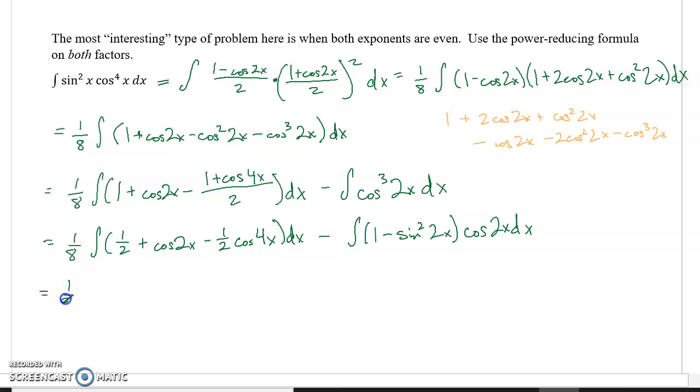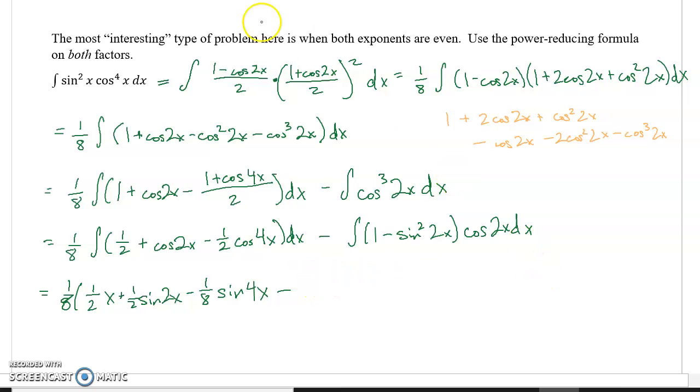We've got 1/8. 1/2 x. Cosine integrates to sine. The argument doesn't change, but don't forget the chain rule. We're dividing because we're integrating. The same over here. This negative 1/2 gets divided by 4 to get negative 1/8. So all of that part's done.